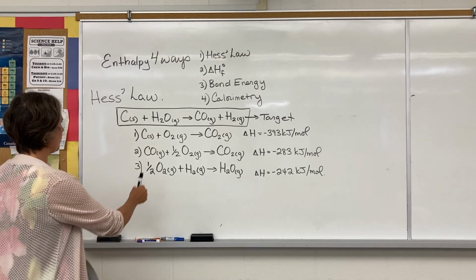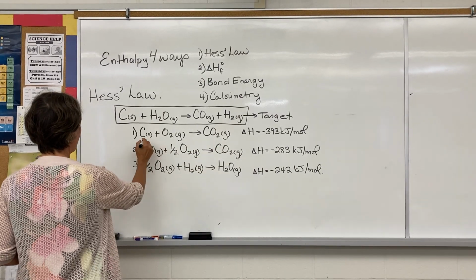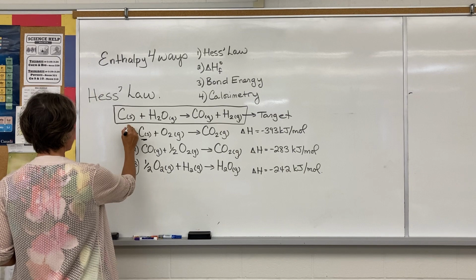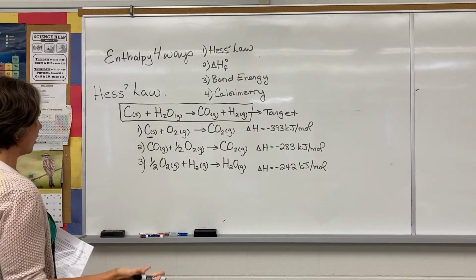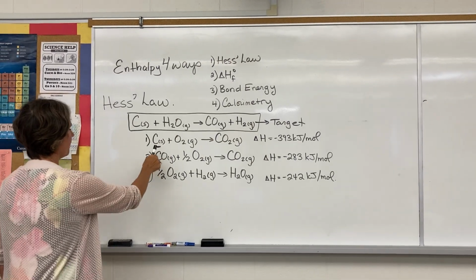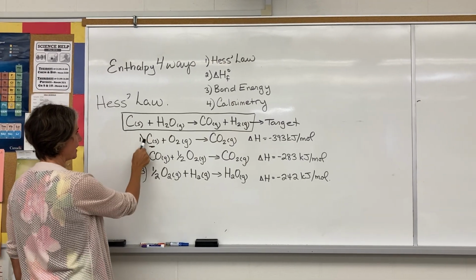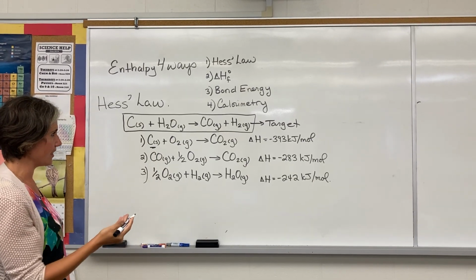So in step 1 here, I have a look and I think, okay, great. I've got carbon on the reactant side here, and my target reaction has carbon on the reactant side. So I feel pretty good about the fact that carbon's on my reactant side, and the coefficient is 1 in both cases, because that's what I'm trying to get to.